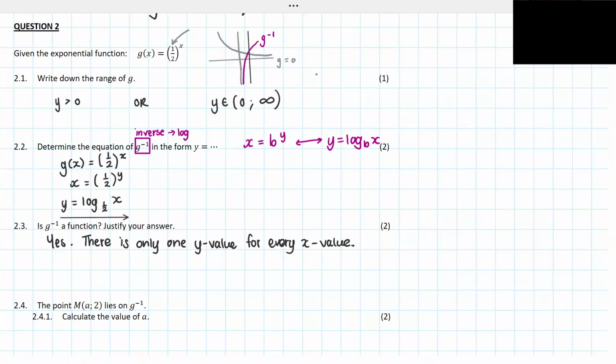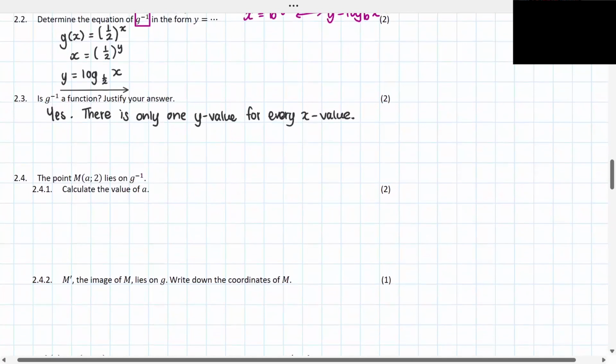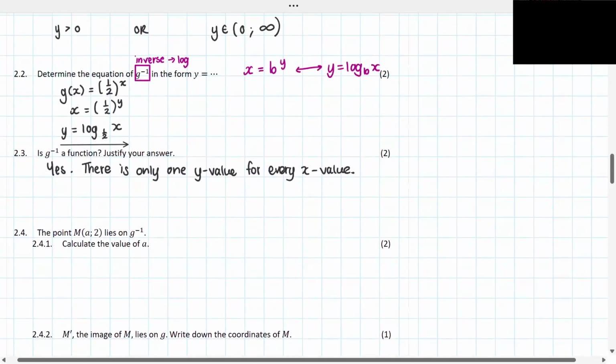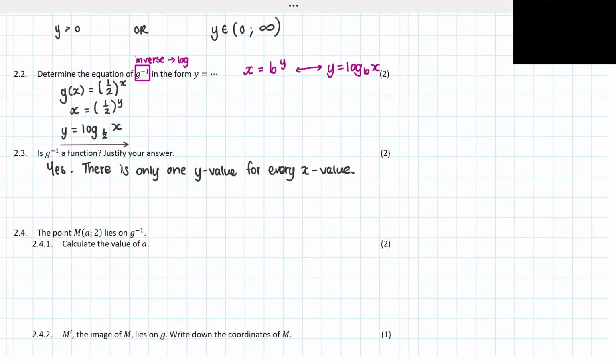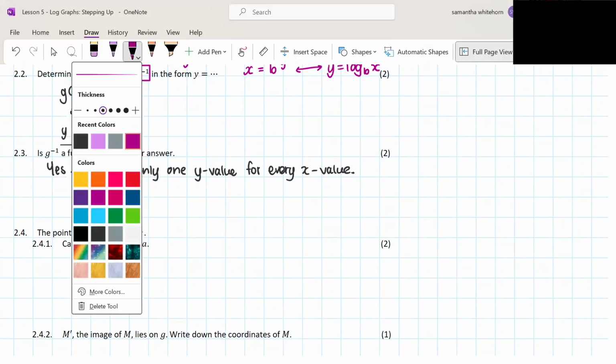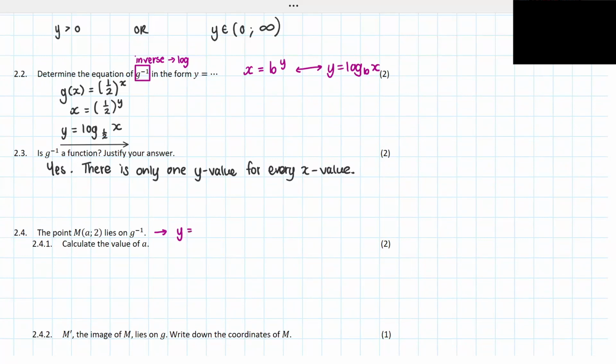Okay, question 2.4 says the point M(A; 2) lies on the graph of the inverse. Calculate the value of A. Now, bear in mind, we have just worked out the equation of our inverse function. So we already know that y is equal to log base a half of x. We're also now being told that this endpoint is on that function.